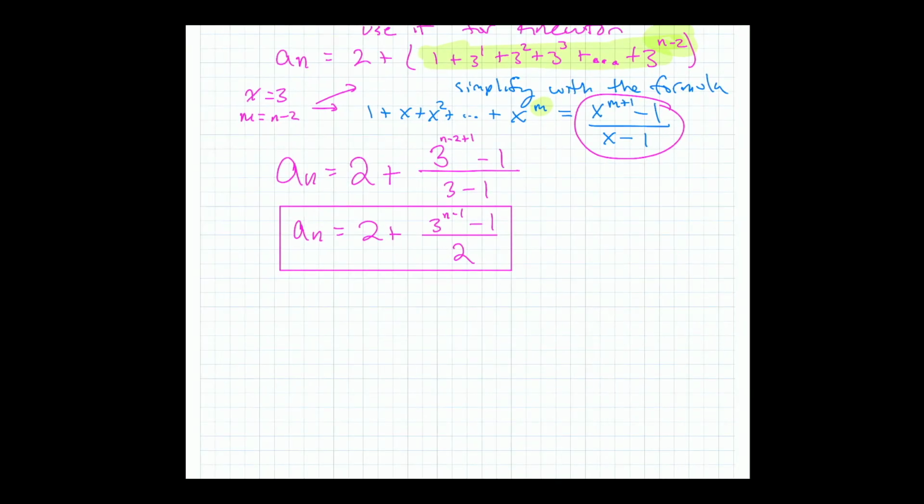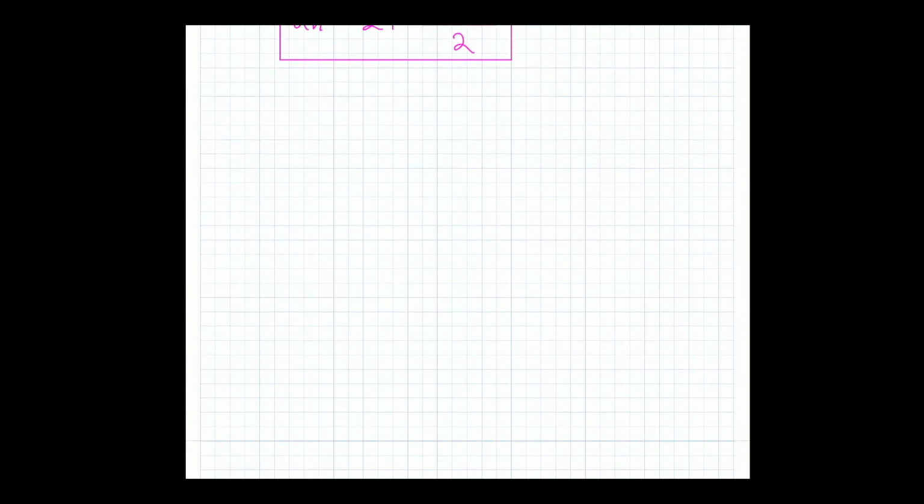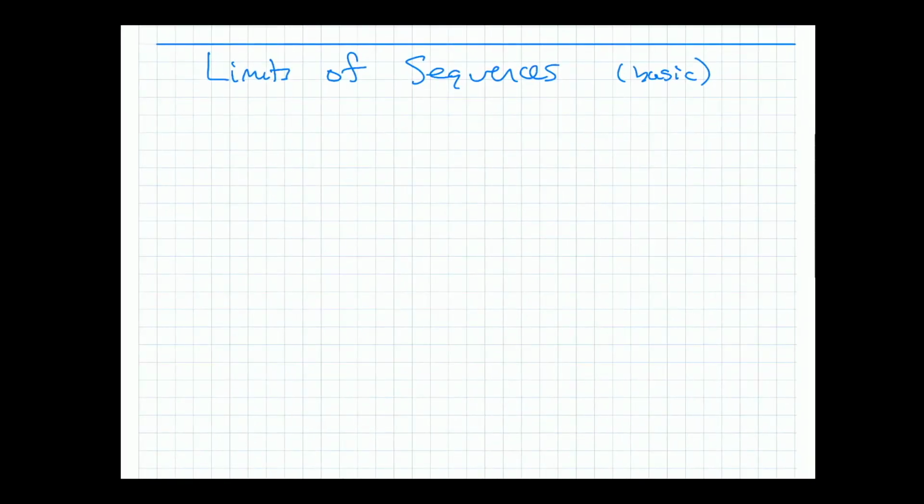So we have one kind of topic left. And this is going to be in the next lecture too, so I'm not going to go over it in too much detail as of yet. But I'll give you the very basics. Okay. So limits of sequences. This is just going to be very basic. So limits of sequences. So limits of functions.